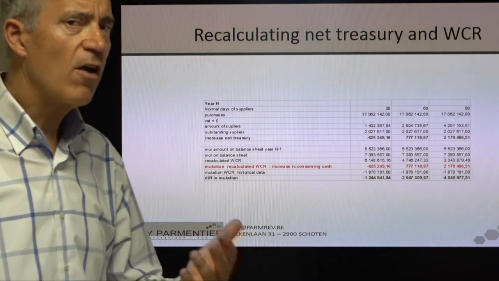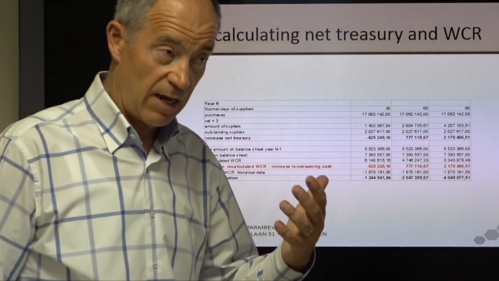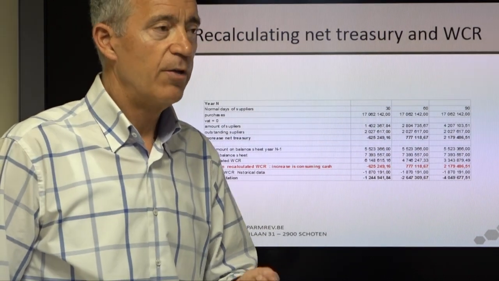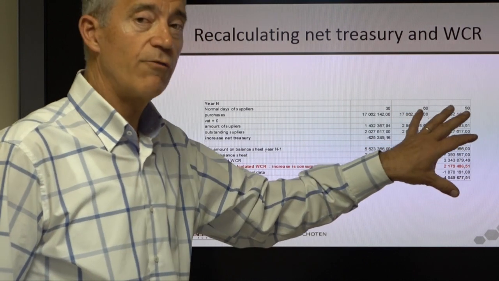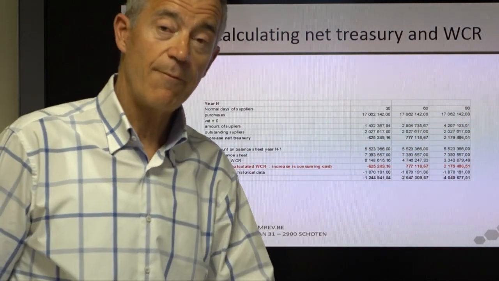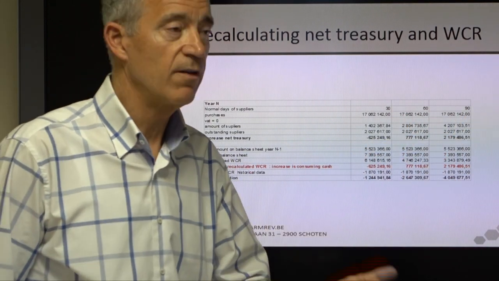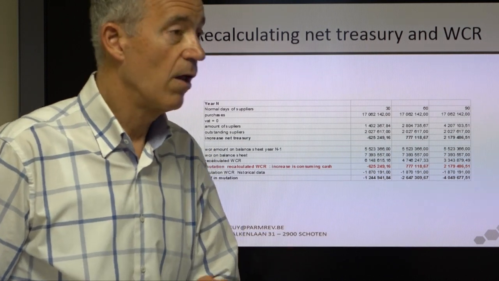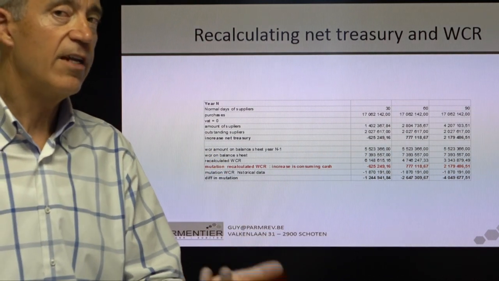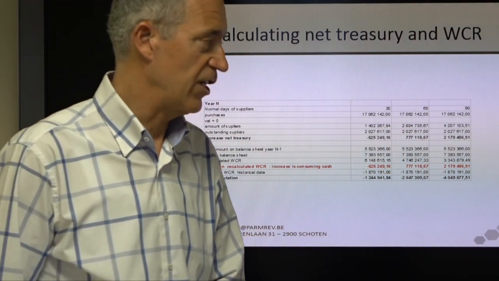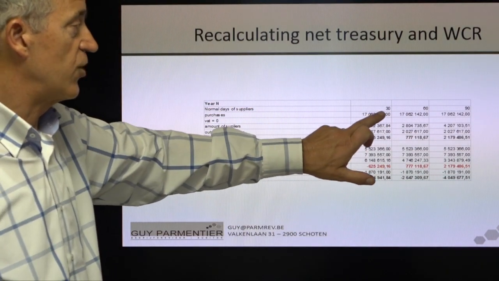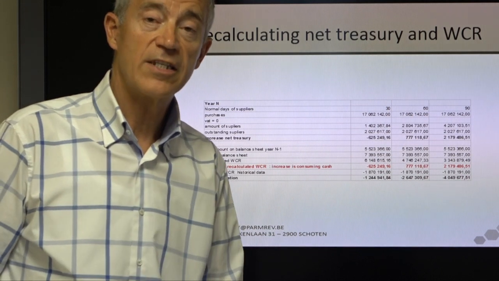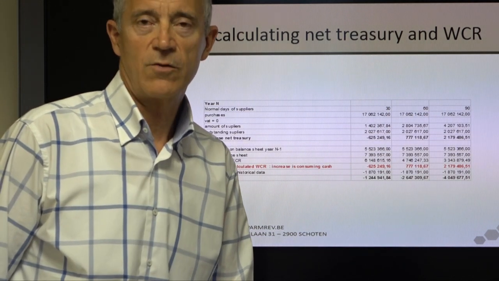And the same thing for the customers. They try to get their money as fast as possible, but sometimes it's very difficult to get it faster. But what can they influence? Their days of supplies. They can pay faster to get a deduction, a financial return, or they could pay a little bit later because they have a cash problem. So, very important for the net treasury calculation, ask what the normal days are that these supplies are outstanding.